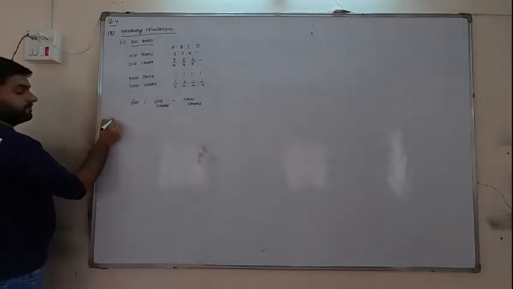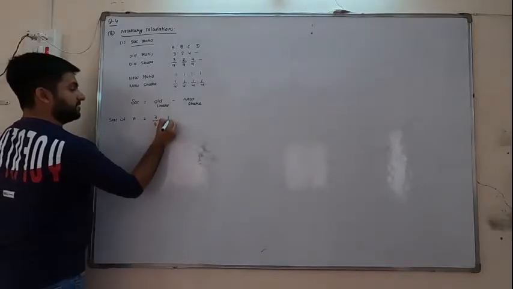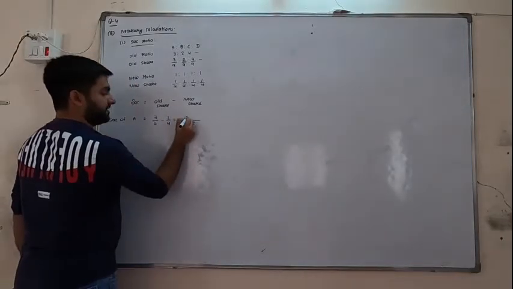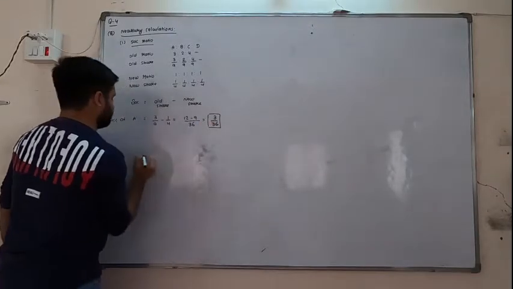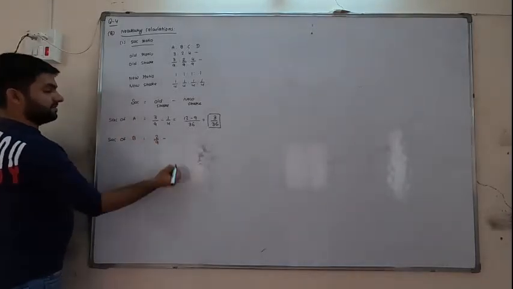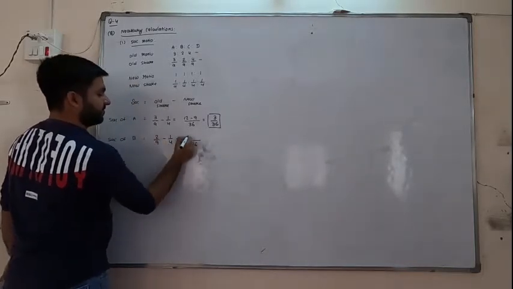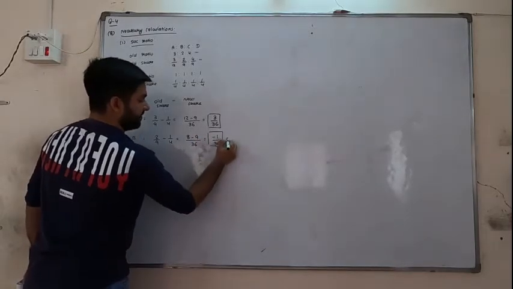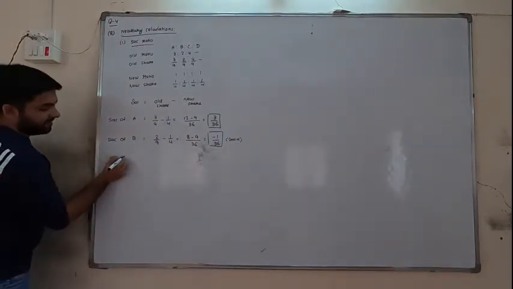So sacrifice of A: old share of A is 3/9, new share of A is 1/4. 9 4s are 36, 4 3s are 12, 9 1s are 9. Answer 3/36. Sacrifice of B: old share 2/9 minus new share 1/4. 9 4s are 36, 4 2s are 8, 9 1s are 9. So minus 1/36. So friends, one of the old partners, B, is gaining instead of sacrificing. So he will be debited.